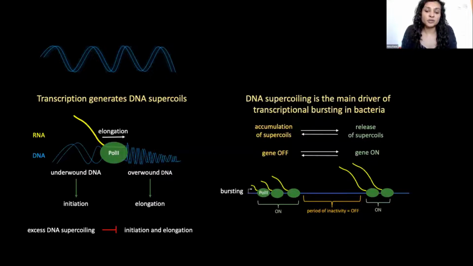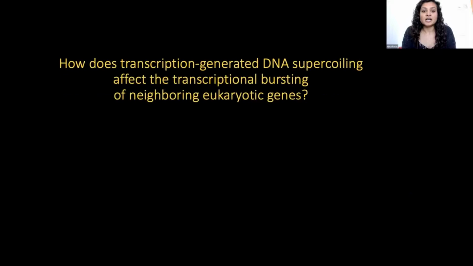So DNA supercoiling is the main driver of transcriptional bursting in bacteria, but whether supercoiling drives or even influences bursting in eukaryotes is unknown. So that's our main question. We want to know if supercoiling is driving bursting of neighboring eukaryotic genes, because it's also been shown that supercoils can travel on the DNA up to 1.5 kilobases.